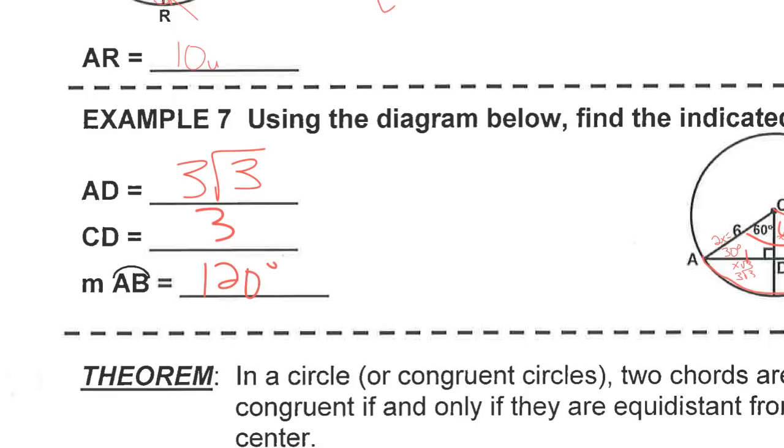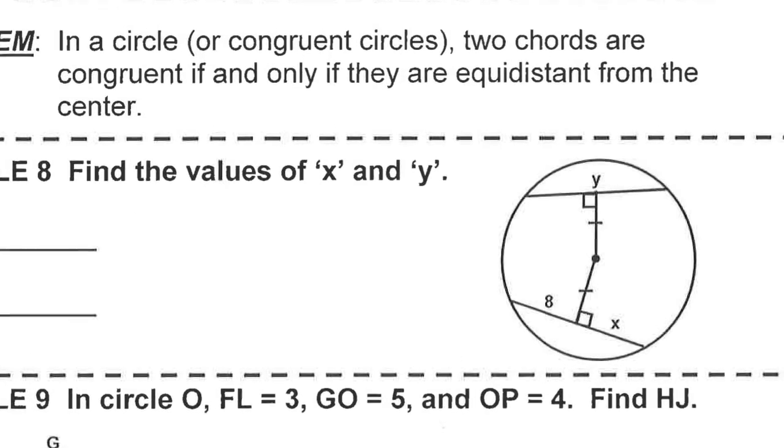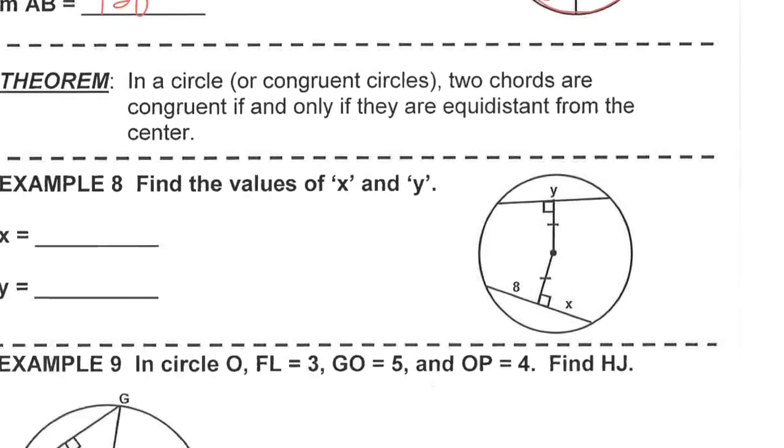All right, our last theorem of the day. In a circle or congruent circles, two chords are congruent if and only if they are equidistant from the center. So remember, equidistance means the same distance. So like this picture right here, this chord is the same distance from the center as this chord, and that's what it's telling us. So it says, find the values of x and y.